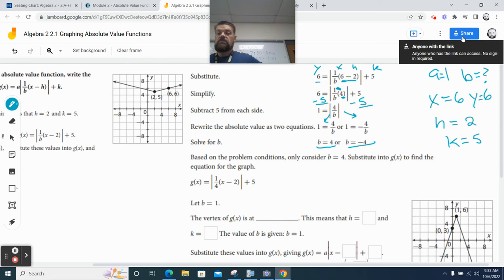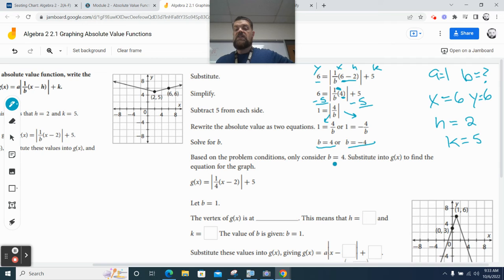Okay. And then based on the problem's condition where b equals 4, what does that mean? This is the thing that we need to think about. It's saying that it's either one or the other. They're saying it's 4. So if I plug in negative 4, and let's talk about b for a second, there's a couple ways you could determine whether it's positive or negative 4, right?